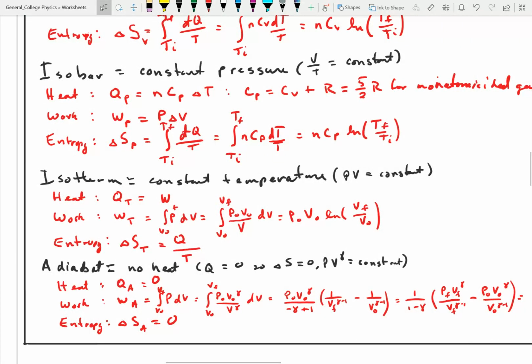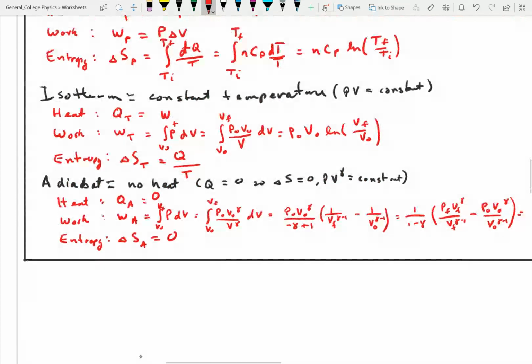Then for the change in entropy for an isobar, we do exactly the same as we did for isochoric, except the Q now has CP instead of CV. So we have n CP times the natural log of T final over T initial.